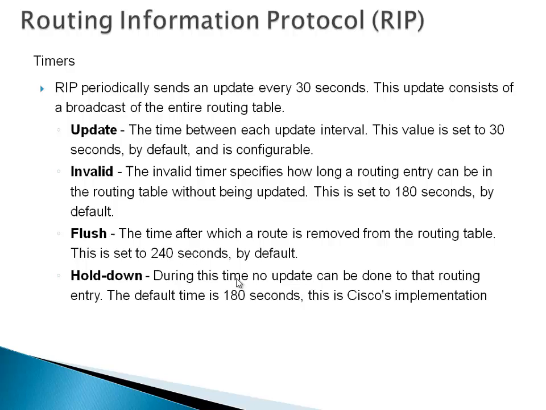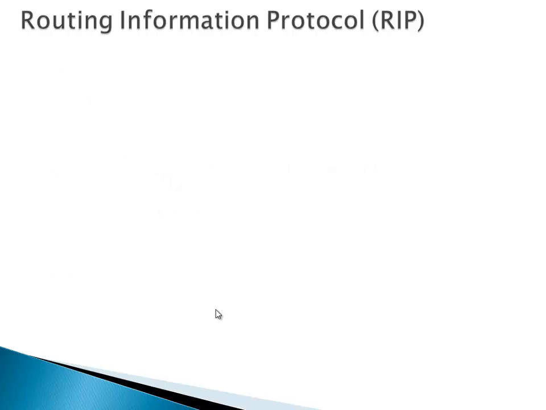The hold down timer is like, okay, if a network goes down, then goes back up, it's like flapping, going down and going up again, changing states quite often. Cisco says, okay, I'm not going to do any updates to that route for 180 seconds until I make sure that either the network is down or up.